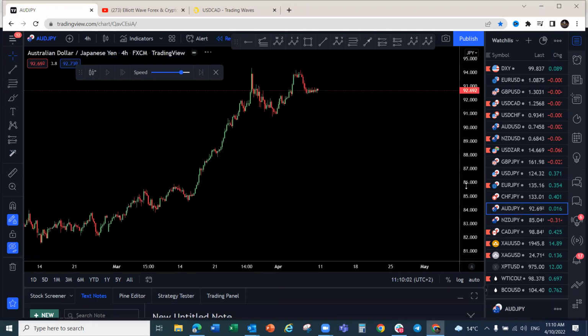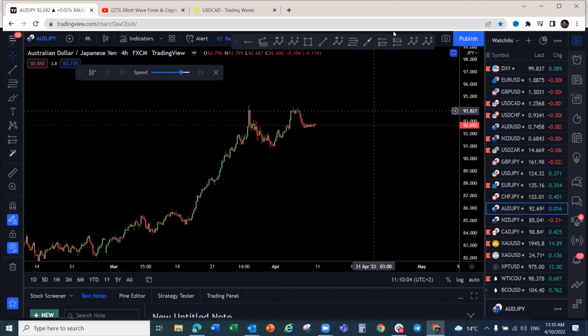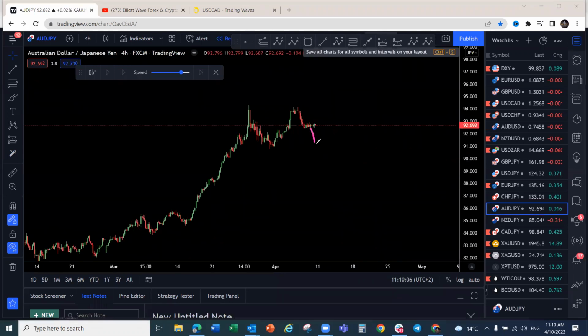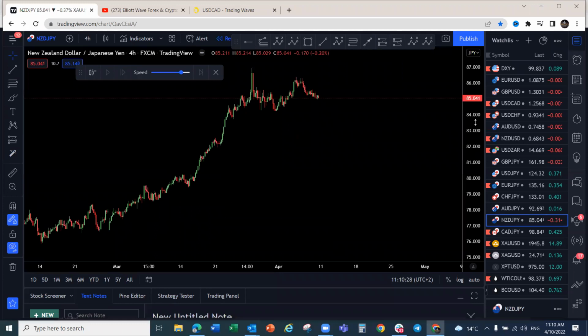AUD yen, same. So AUD yen looks like we may get one more down here and then we push to the upside. So the structure is 1, 2, 3, 1, 2, 3, 1, 2, 3. Then we've got this structure and we've got our simple corrective structure in WXY, and then we're looking for upside. So expect this one to come down and push to the upside.